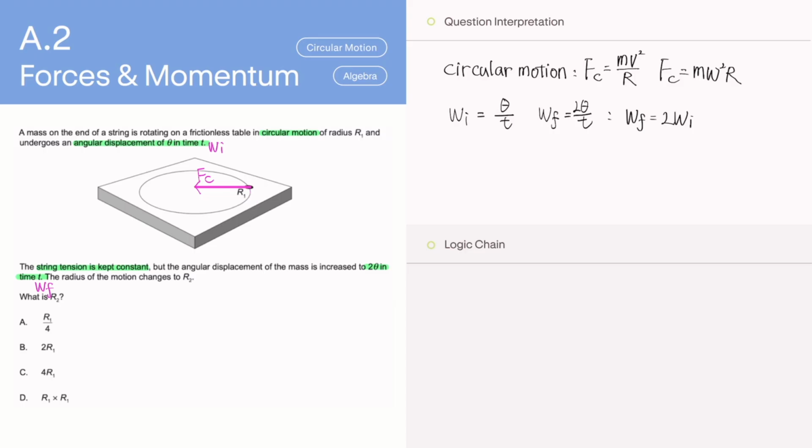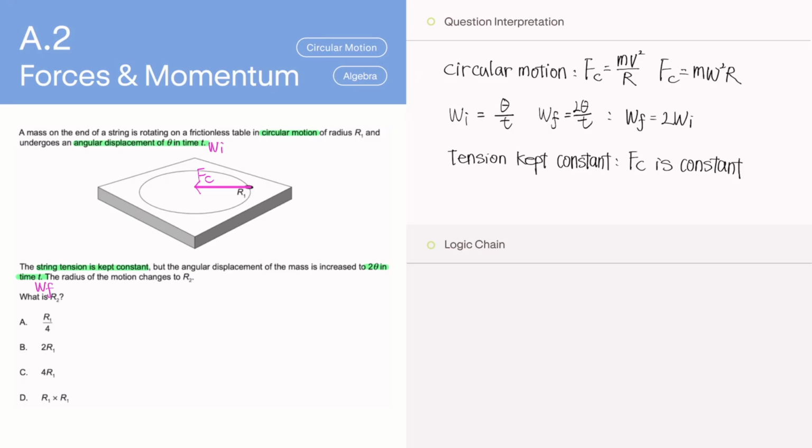Whenever you see an object moving in a circular path, the resultant force acting on it is always towards the center of the circle. And let's interpret the meaning of string tension is kept constant. Since we know that the tension is providing the centripetal force, tension and centripetal force should be the same. That means centripetal force is also constant.